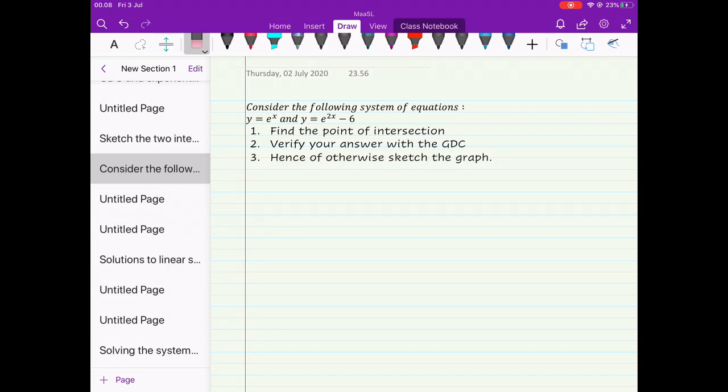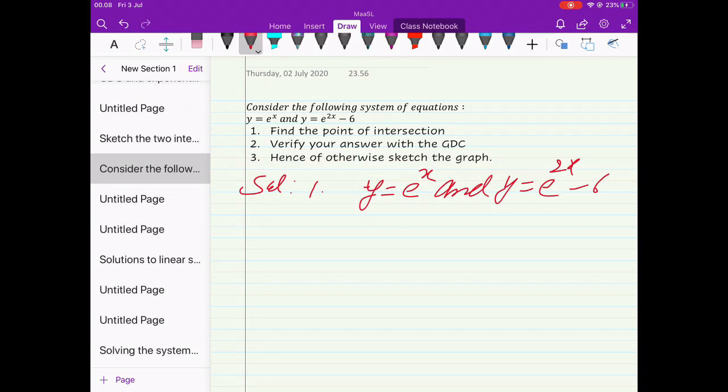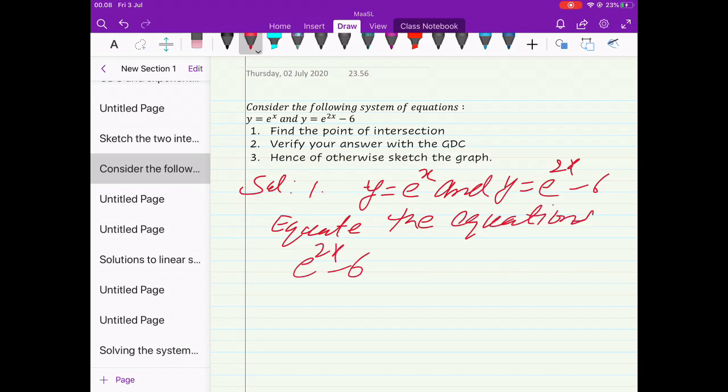So first part is to equate the equations. We are given equations y is equal to e raised to power x and y is equal to e raised to power 2x minus 6. So equate the equations because we want to find the point of intersection. So e raised to power 2x minus 6 is equal to e raised to power x.